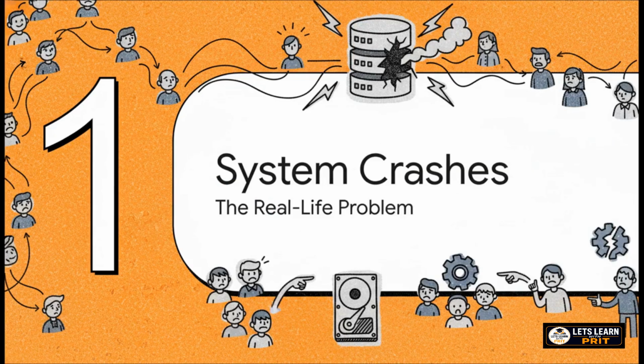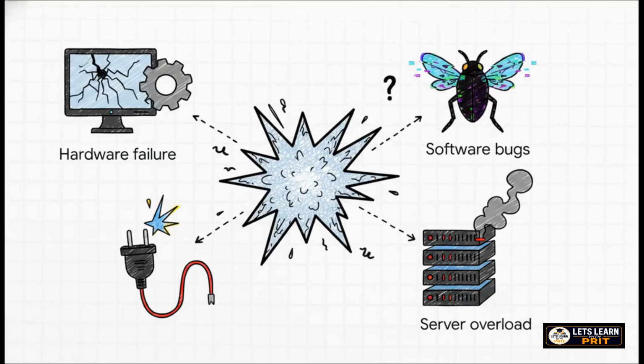Moving right into Section 1, System Crashes and the Real-Life Problem. Look, whenever we're dealing with concurrent users, meaning thousands of people hitting a server at the exact same time, failures are literally bound to happen. A crash can take so many forms. It could be a random hardware failure, a software bug, or a sudden power outage right when the ATM is dispensing your cash, or even overloaded servers during a massive online festival sale. If we didn't have a recovery system in place, our banking and railway databases would just be permanently corrupted. We absolutely need a backup plan.